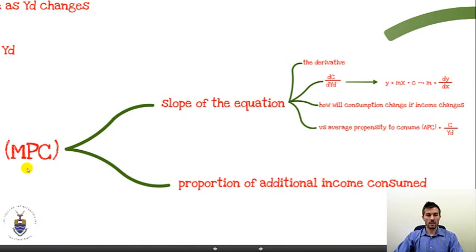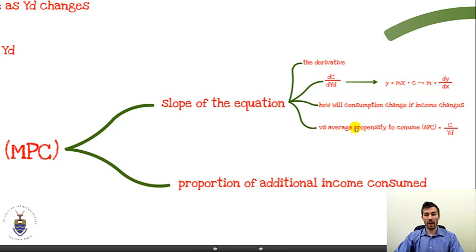The marginal propensity to consume, however, which is the slope of the equation, as a slope we know that it is the derivative, and the derivative as a fraction gives us dC by dY. As with any other straight line equation, if we had y equals mx plus c, m, the slope, which is dy by dx, dC by dYD will tell us how consumption changes if income changes. How consumption changes if income changes.